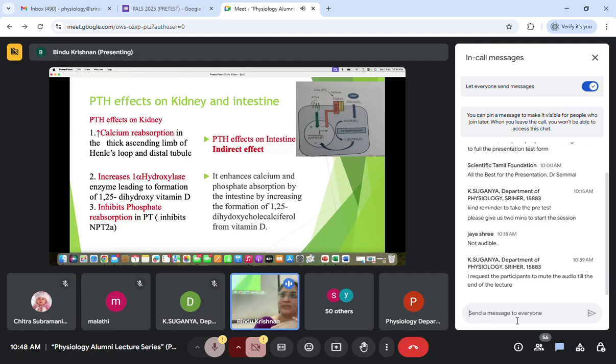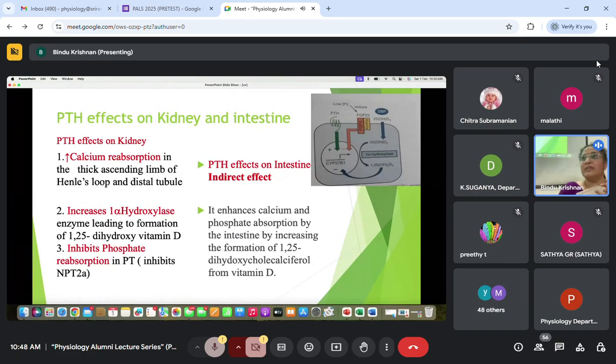Now, the first organ we said is important, which has the PTH receptor, was the bone. The second organ which directly has the PTH receptor is your kidney. So you remember it has three functions. The first: we said PTH is going to be secreted whenever we have a hypocalcemic situation. So that means I require more calcium in the body. So automatically the renal pathway should be such that more calcium is getting reabsorbed, right? So this calcium reabsorption happens in the thick ascending limb of Henle's loop and the distal tubule, where PTH receptors are present.